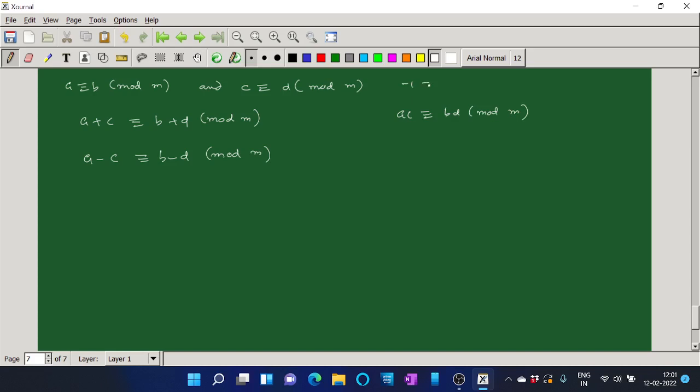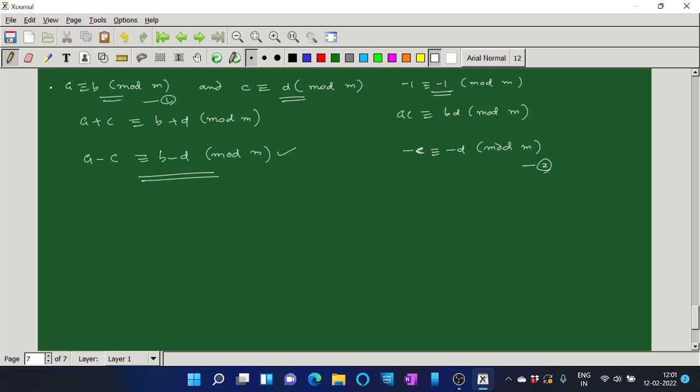We have minus 1 is congruent to minus 1 mod M. Therefore, using this and this relation, minus C is congruent to minus D mod M. So by adding 1 and 2, we get A minus C congruent to B minus D mod M. If C is congruent to D mod M, then minus C is congruent to minus D mod M, and therefore adding 1 and 2, we get A minus C is congruent to B minus D mod M. So this is also another relation.